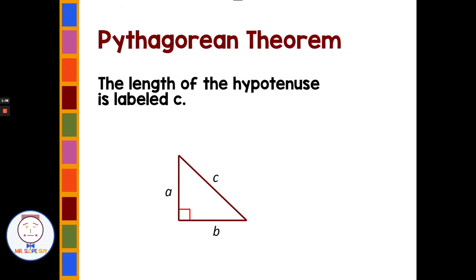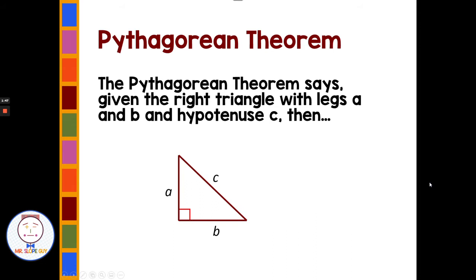So the legs are interchangeable. They can be A and B, but the long side, the side straight across from that 90 degree angle, we have to label with a C. And when we have legs of A and B, and a hypotenuse of C, the Pythagorean Theorem is A squared plus B squared equals C squared. Not A plus B equals C, but A squared plus B squared equals C squared.